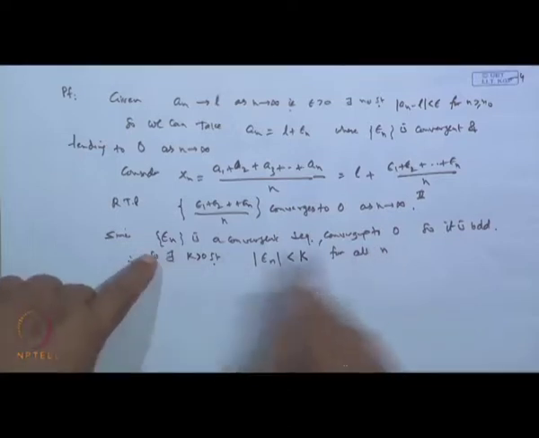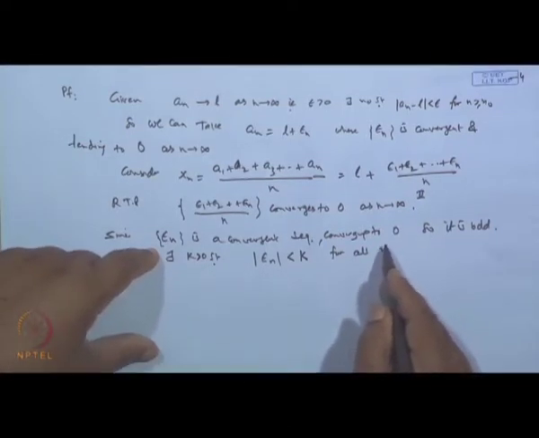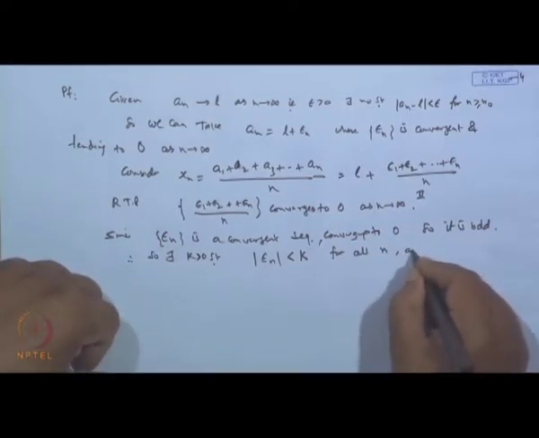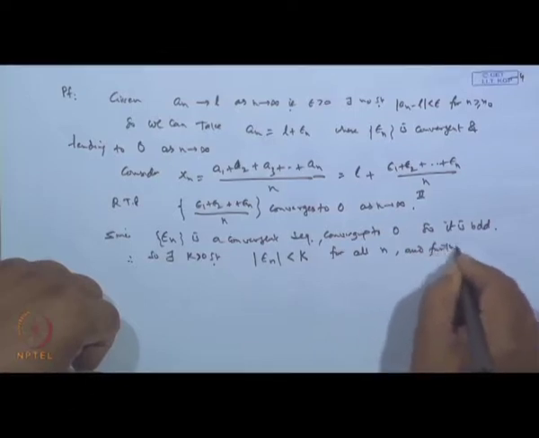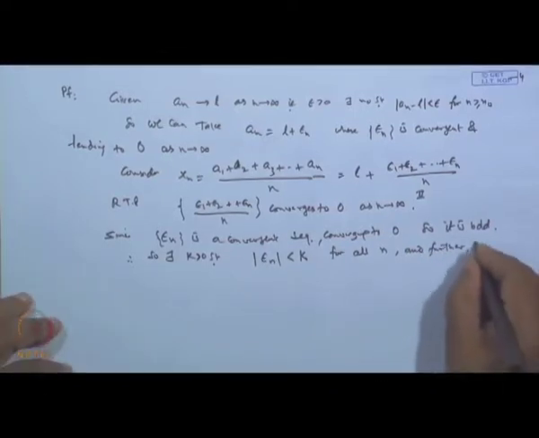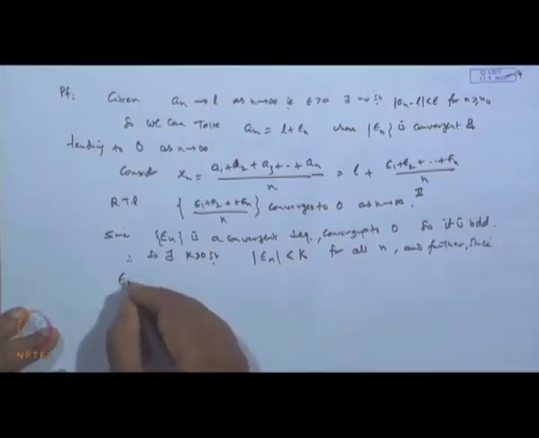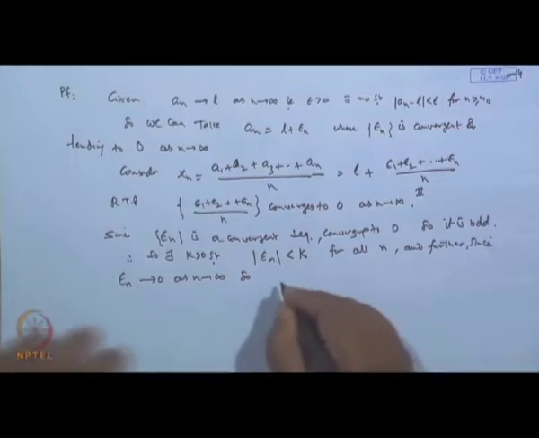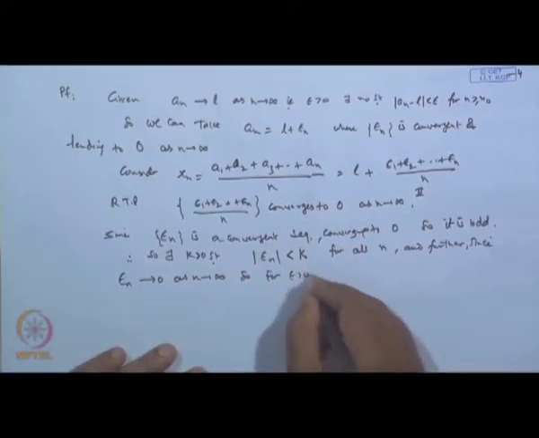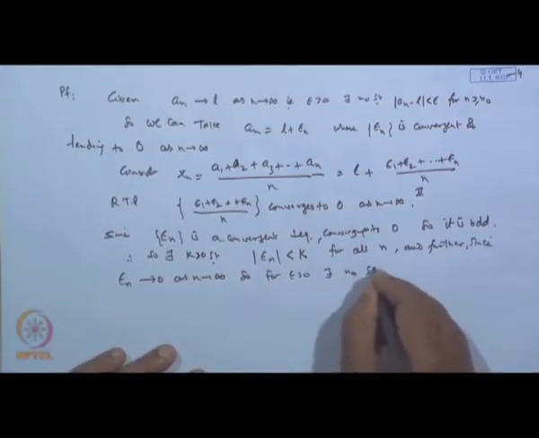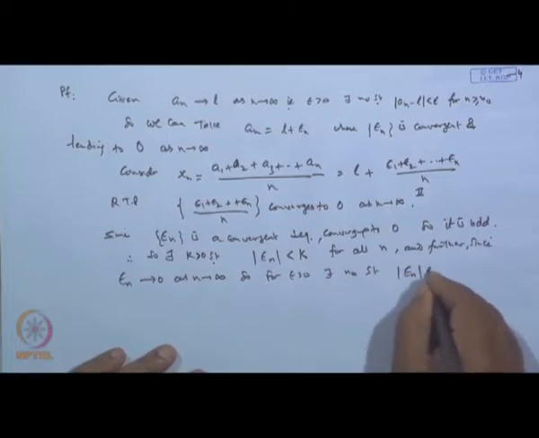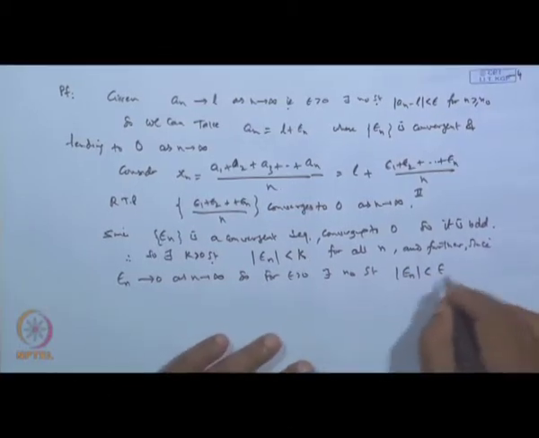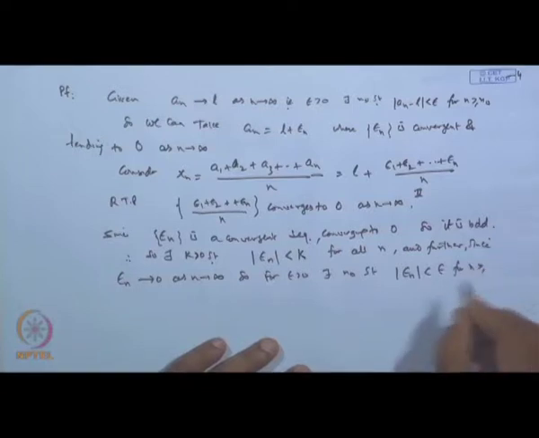And further, since epsilon n tends to 0 as n tends to infinity, for a given epsilon greater than 0, there exists an n naught such that mod of epsilon n can be made less than epsilon for n greater than or equal to, say, n naught.